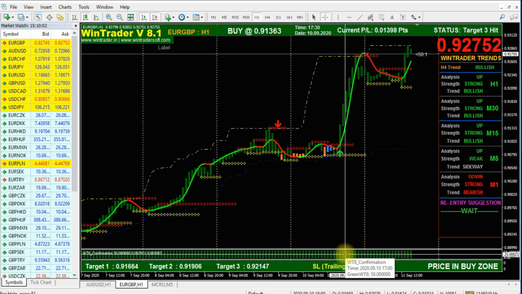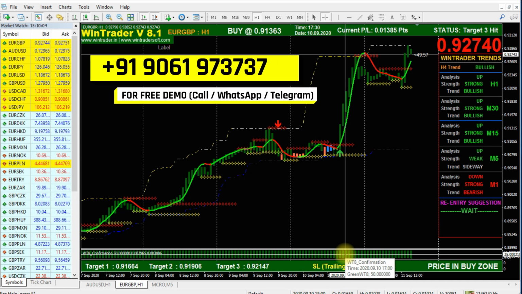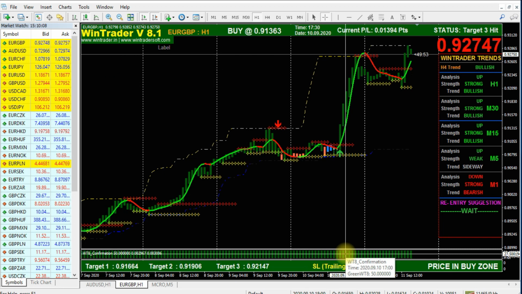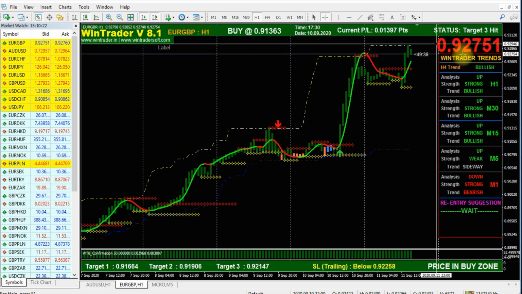The confirmation bar should be in the same color as the signal. That means if it is a buy signal, then the confirmation bar should be green in color. These are the only parameters you have to check: the price should be in buy zone and the bar should be in green color. Only two parameters to be confirmed. If these two parameters are confirmed, that means the signal is confirmed, then you can enter at the market rate.